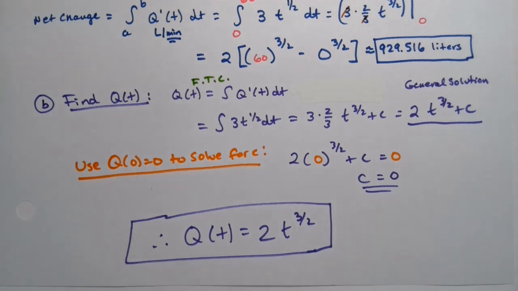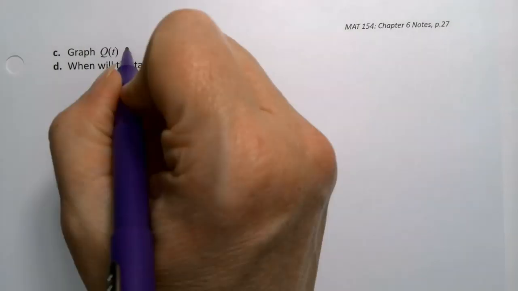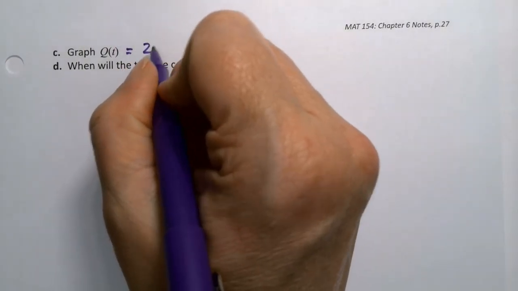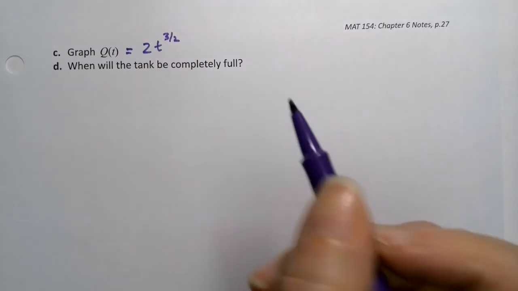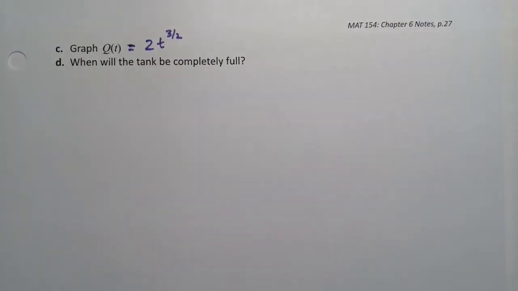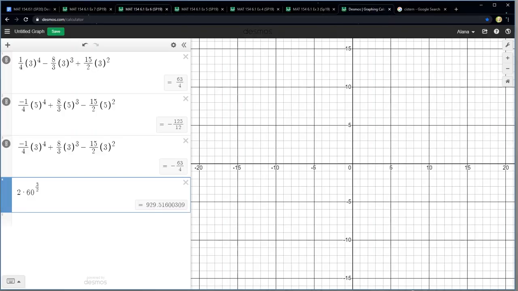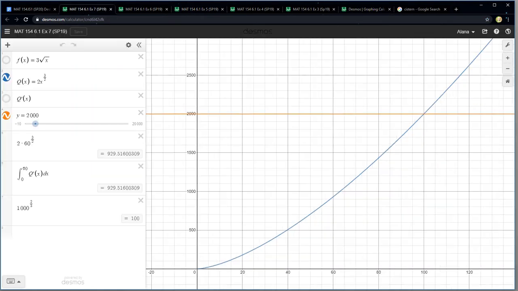But of course, we're not done with the whole problem, because now they would like us to graph q of t. Let me rewrite it. Q of t was equal to 2 times t to the 3/2. So that's q of t. All right, so let's go graph it in Desmos, shall we? I think this is this example right here. There it is. So 2 times x to the 3/2, there you have it.